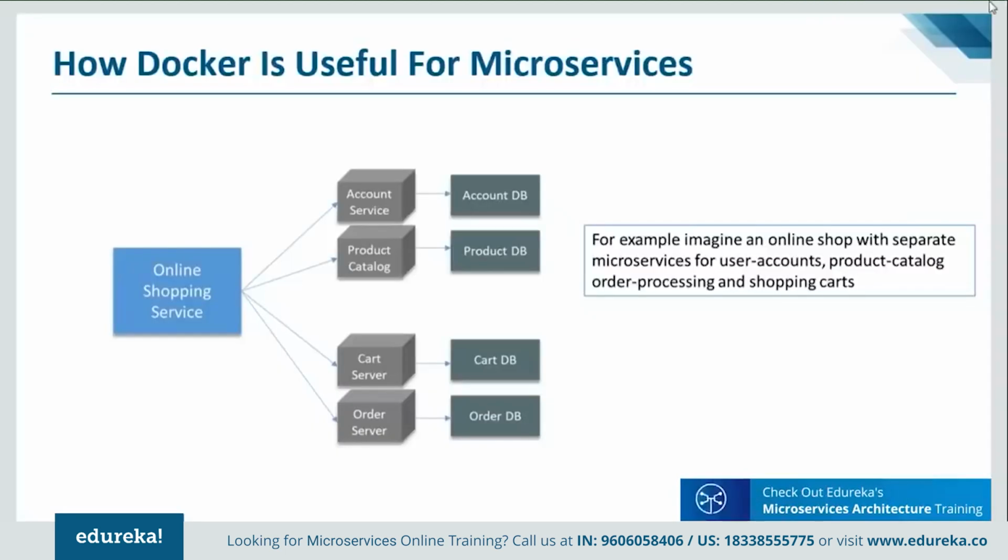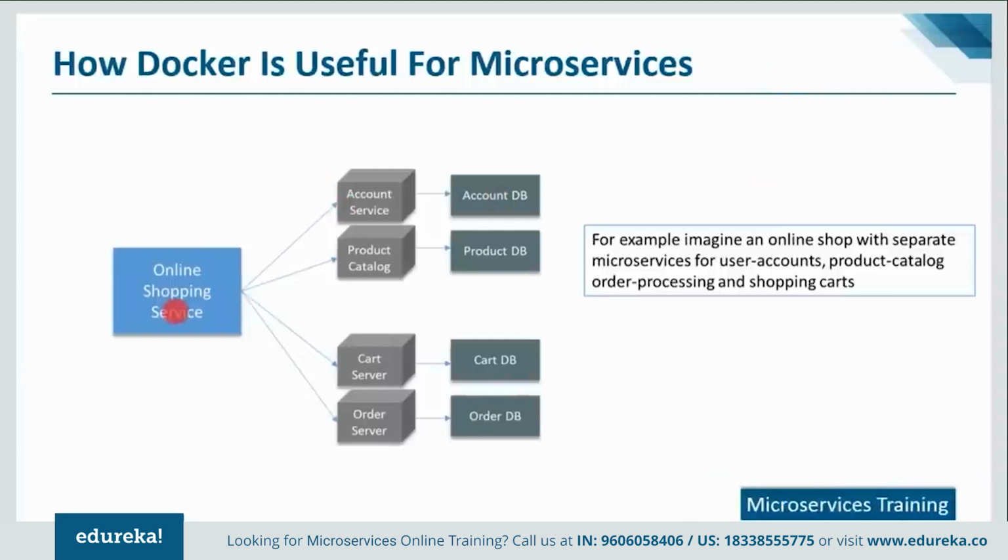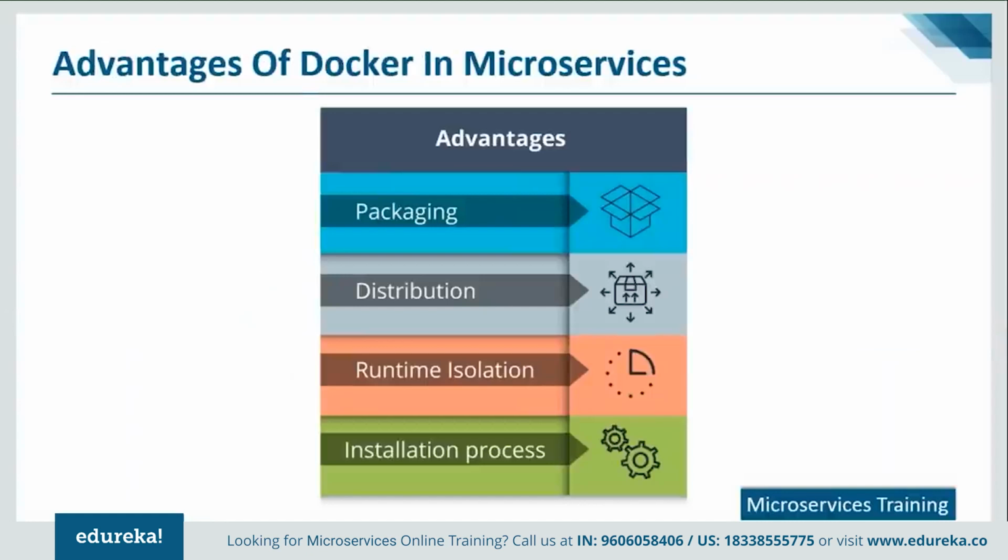Now Docker for microservices. Just an example of how we can use Docker for microservices. Basically, imagine we have separate services for an online shopping service. We have account service, product catalog, cart service, and order service, right? All of them have their own database. So we can run all of these services on a different Docker container. I'm going to show you practically how you can do that. So let me just quickly go ahead and discuss a few advantages of Docker in microservices.